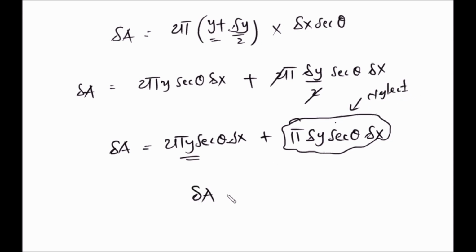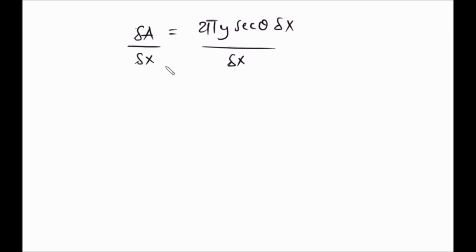So delta A now, the area of that figure, is 2 pi y sec theta delta x. So delta A is 2 pi y sec theta delta x. I'm going to divide by delta x on both sides. So delta A over delta x is going to be equal to 2 pi y sec theta.